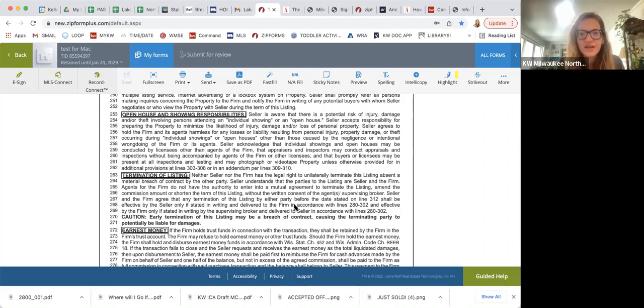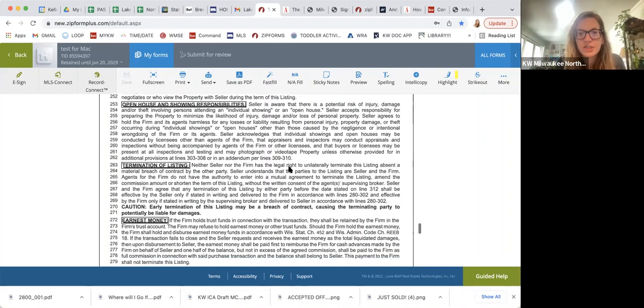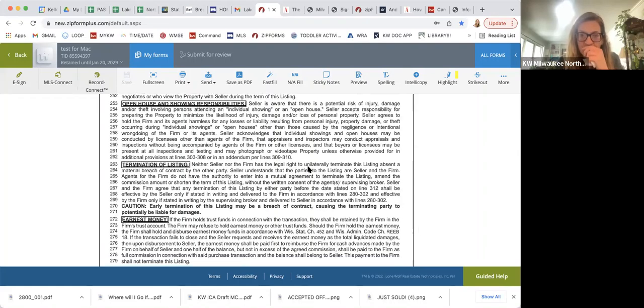Seller is aware that there is a potential risk of injury, damage, and or theft involving persons attending an individual showing or at an open house. Seller accepts responsibility for preparing the property to minimize the likelihood of injury, damage, and or loss of personal property. Seller agrees to hold the firm and its agents harmless for any losses or liability resulting from personal injury, property damage, or theft occurring during an individual showing or open house other than those caused by the negligence or intentional wrongdoing of the firm and its agents.